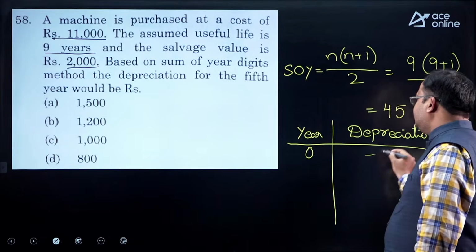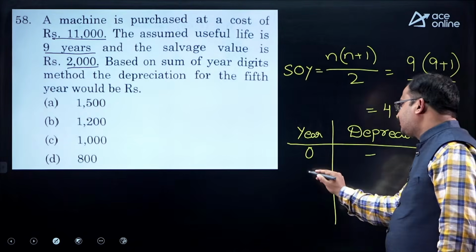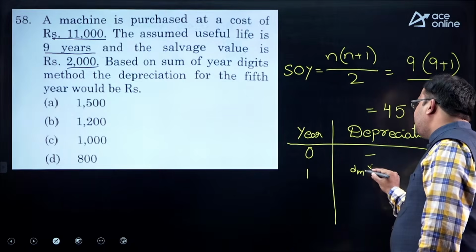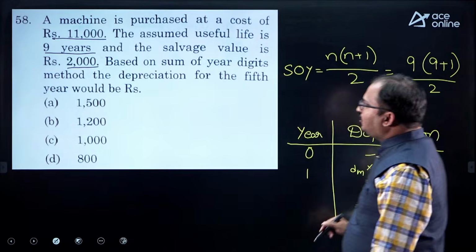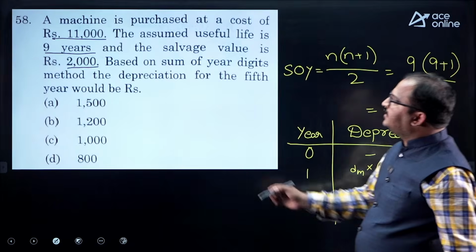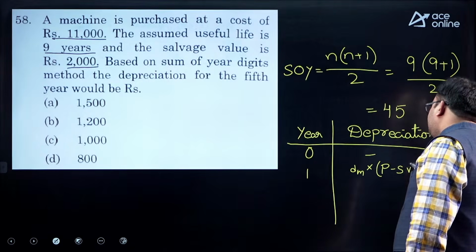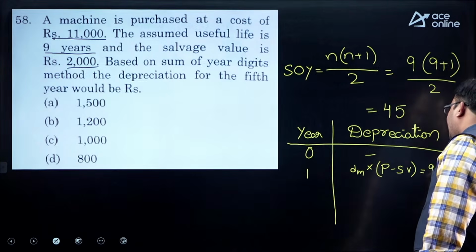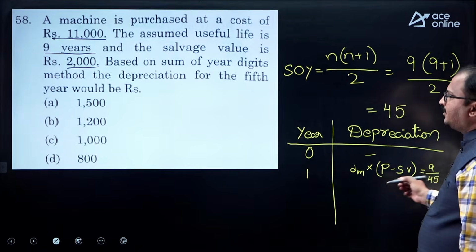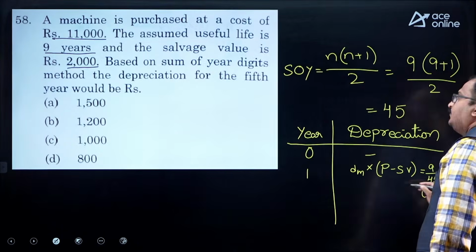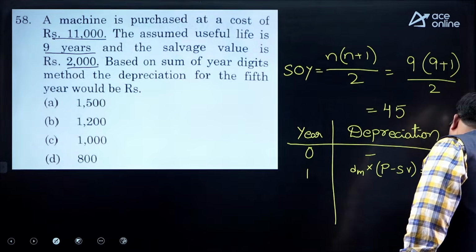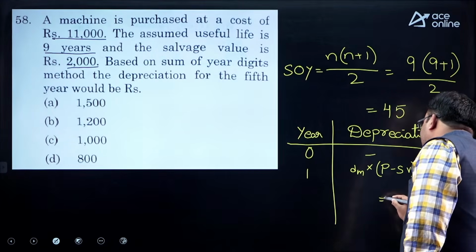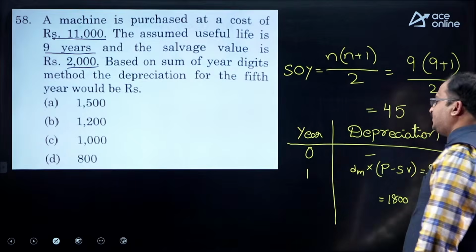At the beginning there will be no depreciation. In the first year, we take the depreciation multiplier multiplied by the initial cost P minus the salvage value SV. This is the formula we use to calculate depreciation year by year. So 9 by 45 multiplied by the principal 11,000 minus 2,000. You will get 1800 as the depreciation value in the first year.